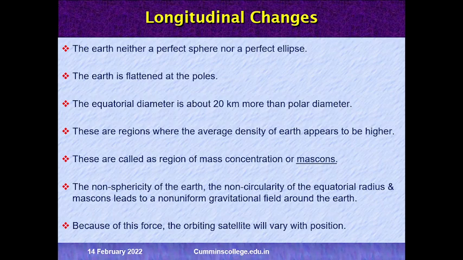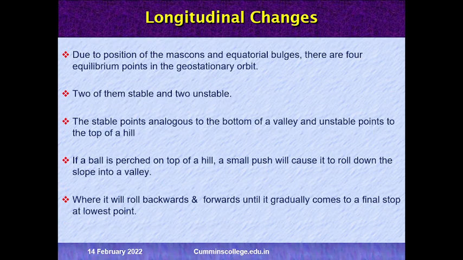The non-sphericity of the Earth, the non-circularity of the equatorial radius and the mascons lead to a non-uniform gravitational field around the Earth. Because of this, the force on the orbiting satellite will vary with position. Due to the position of the mascons and equatorial bulges, there are 4 equilibrium points in the geostationary orbit. 2 of them are stable and 2 are unstable.